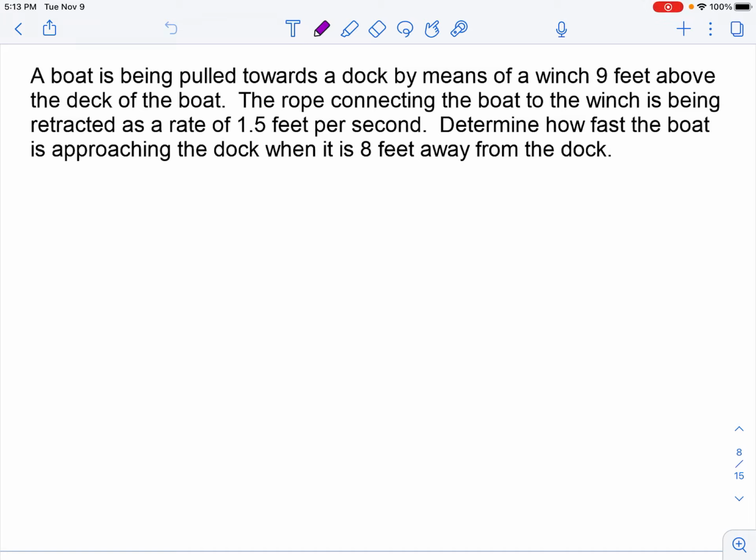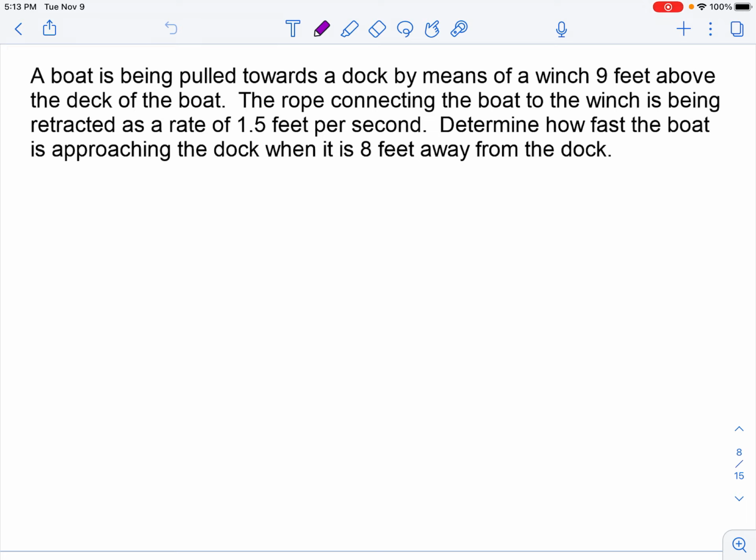All right, welcome back to Related Rates. Let's take a look at the next problem. A boat is being pulled towards a dock by means of a winch 9 feet above the deck of the boat. The rope connecting the boat to the winch is being retracted, which means pulled in, at a rate of 1.5 feet per second. Determine how fast the boat is approaching the dock when it is 8 feet away from the dock.